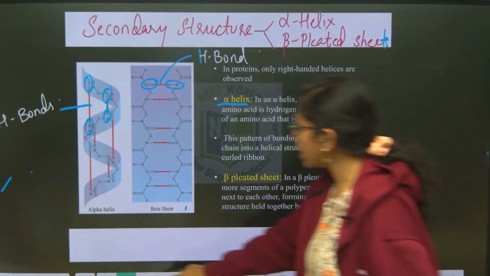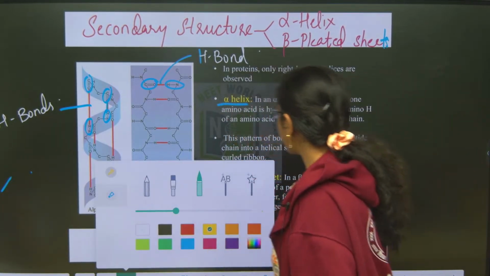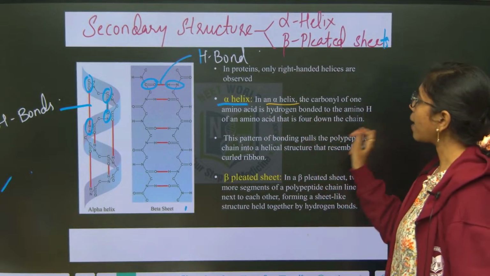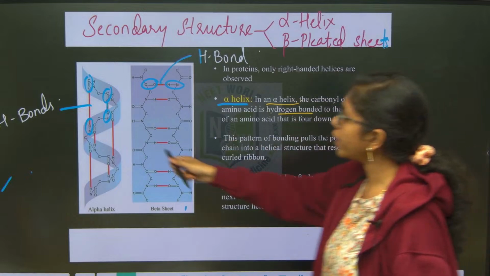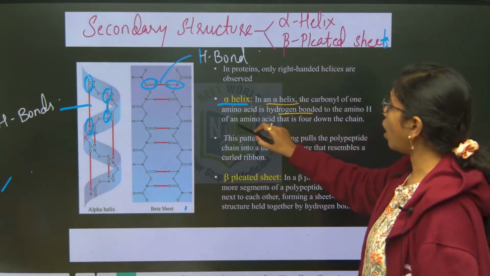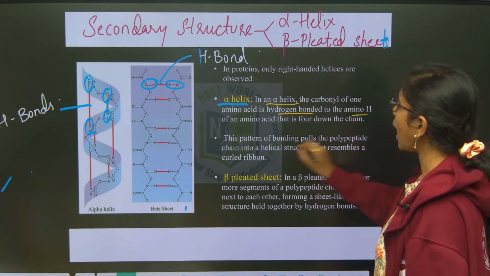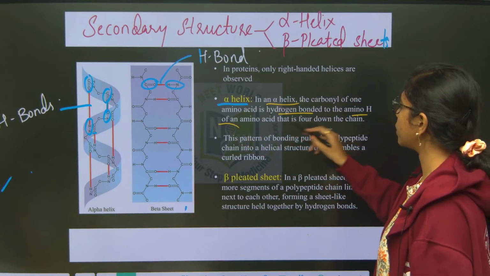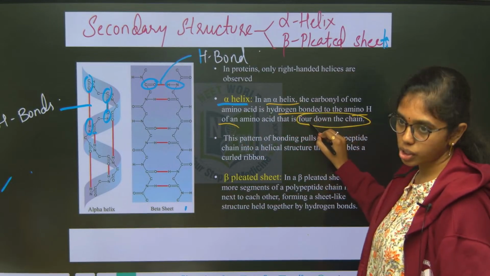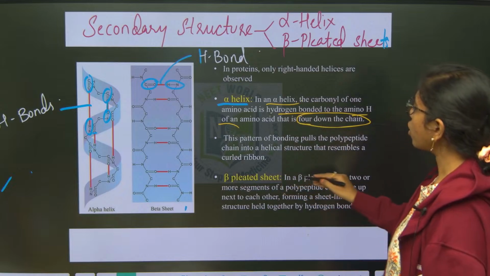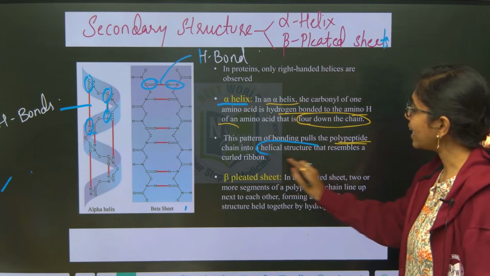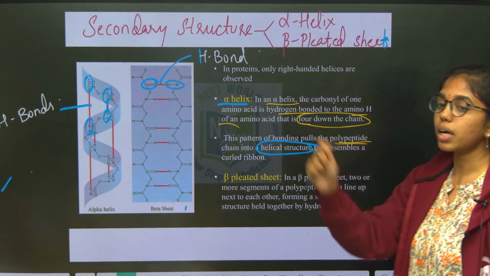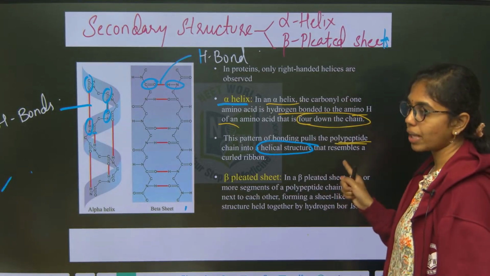Alpha helix: in an alpha helix, the carbonyl of one amino acid is hydrogen bonded to the amino hydrogen of the amino acid that is 4 down the chain. Fine. This pattern of bonding pulls the polypeptide chain into what? A helical structure that resembles a curled ribbon. That is about the alpha helix.